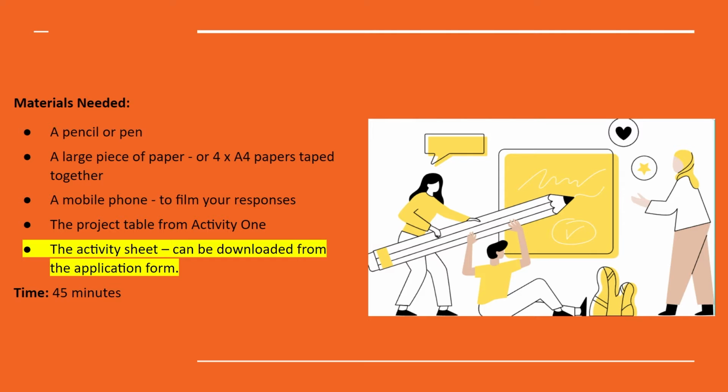So get your team together and make sure you have a pen or pencil, a large piece of paper, or you can tape together 4 A4 pages, a mobile phone to film your responses, and the project table from activity 1. The activity should take about 45 minutes, but you can spend as much time as you need to generate and discuss your ideas and make sure they are clear.